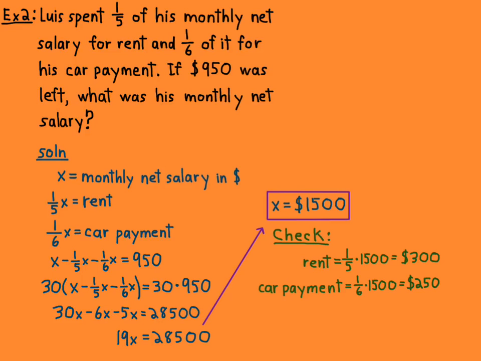These actually seem like pretty reasonable numbers, right? They're kind of real life numbers. It's not like a billion or something. And then, let's see. After spending that, he has $950. So his net salary was $1,500. So I want to take $1,500, take out my rent, take out my car payment, and see what's left. Right? I got $950, which is what they said. He had $950 left. So that checks out.